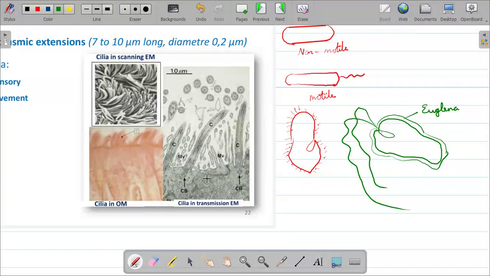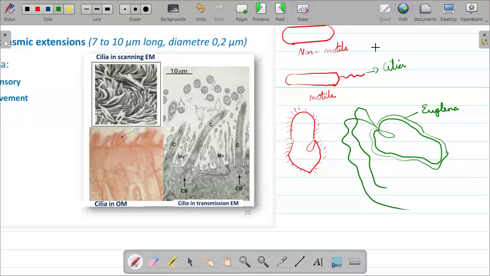So these are some of the modified structures in the plasma membrane, which are called cilia. Got it? Yes, so in prokaryotes, they are actually not motile. In order to have locomotive movement, a modification of the plasma membrane takes place, which is called cilia.